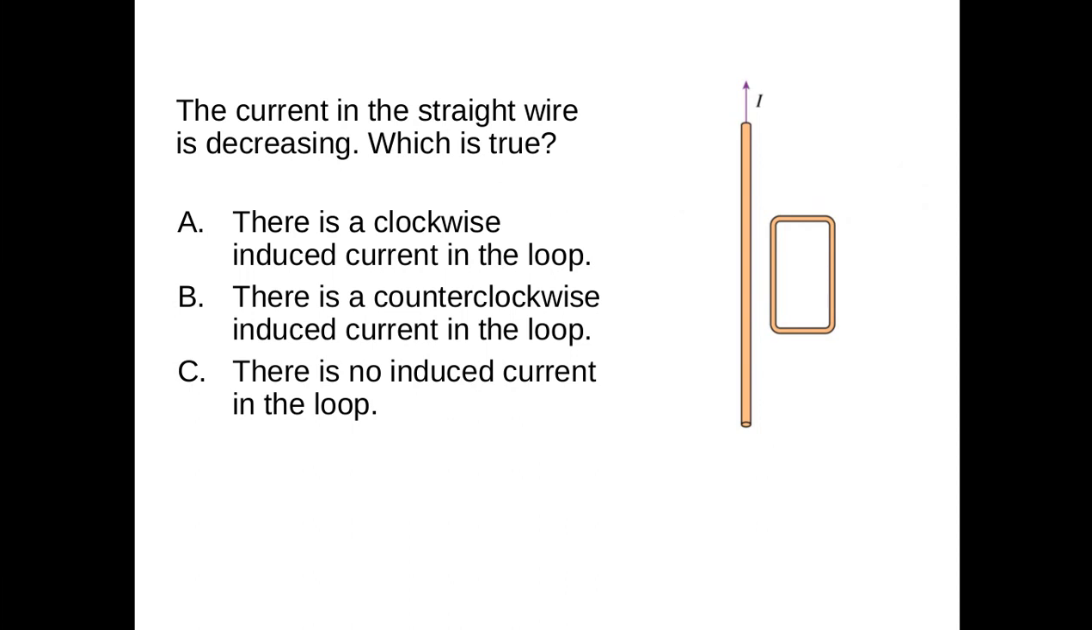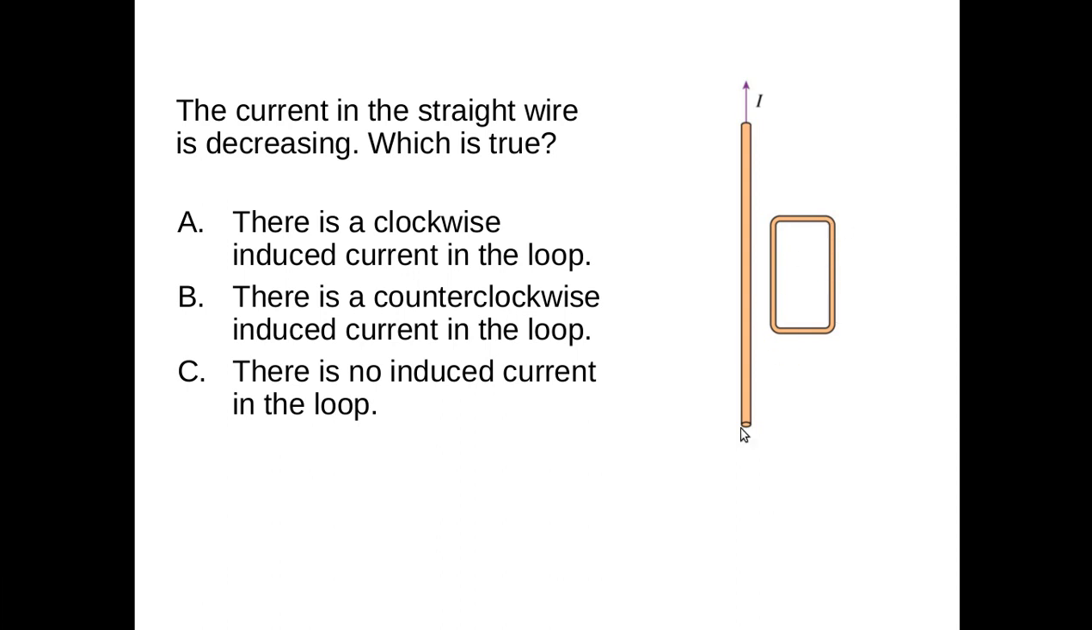Okay, so there's a current in this straight wire and it is decreasing. Now I have to figure out how the magnetic field is changing inside this loop, and then determine the direction of the current that's going through this loop. Is it clockwise? Is it counterclockwise?